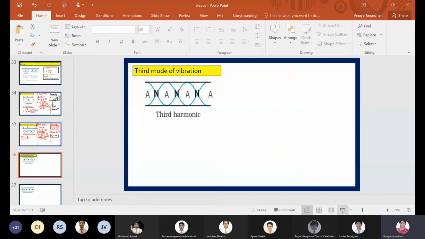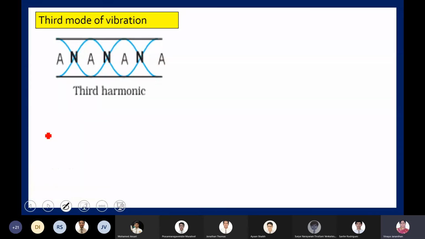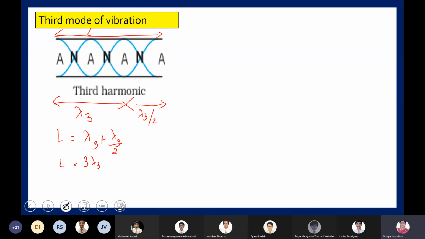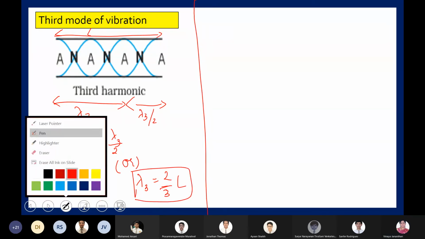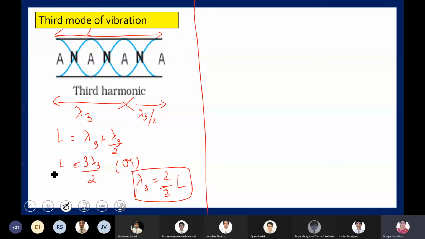Can you go for the third mode of vibration? Here, this is L. What is between is lambda 3, and this is also lambda 3 by 2. So L becomes equal to lambda 3 plus lambda 3 by 2. So L is equal to 3 lambda 3 by 2, or I can write lambda 3 is equal to 2 by 3 L. Is that fine?